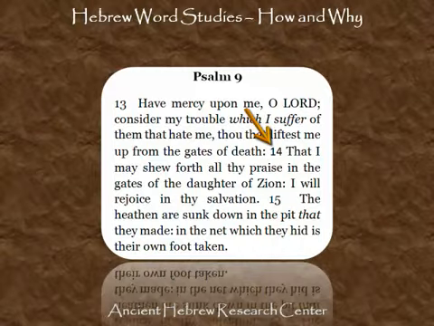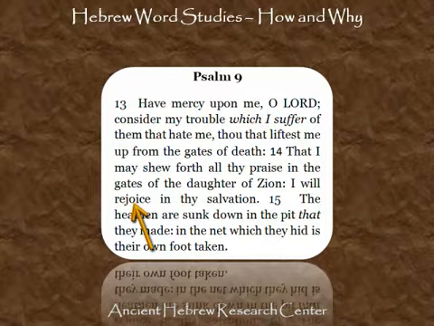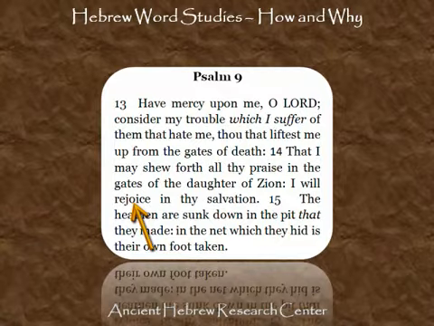Let's take a look at Psalms chapter 9 verse 14. That I may shew forth all thy praise in the gates of the daughter of Zion, I will rejoice in thy salvation. Let's say you wanted to understand that word rejoice from a Hebraic perspective, because rejoice is an abstract. You cannot see, hear, smell, taste, or touch rejoice.